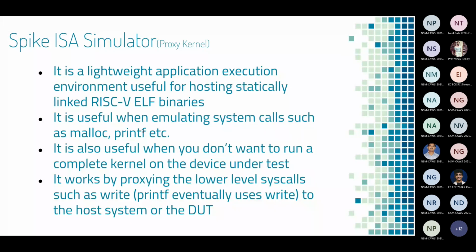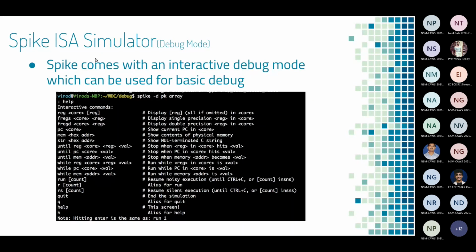So how it works is it proxies the low-level system calls, such as writes, to the host system. So we'll take a look at that proxying in the upcoming slides.